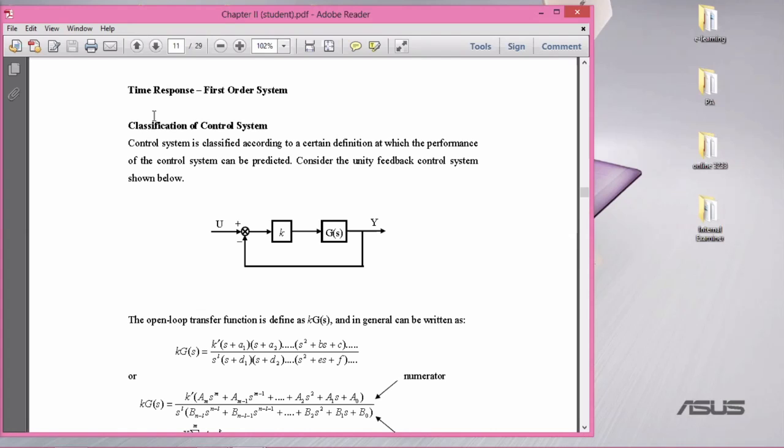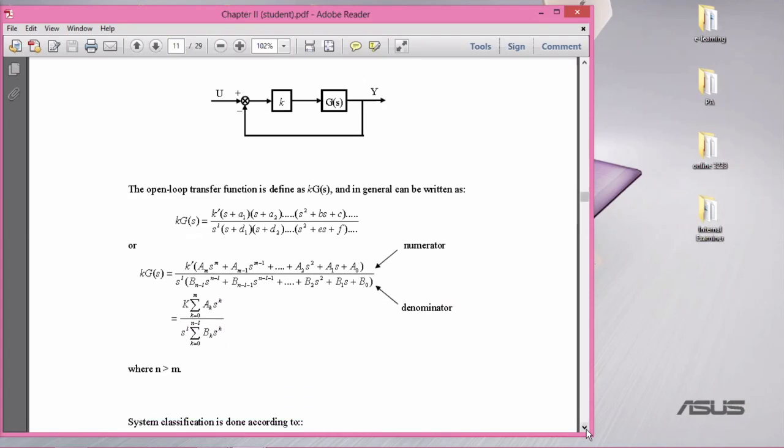So now we want to classify the control system in terms of the order. The first order simply means that the highest order of s is 1. If the highest power of s is 2, then we say that we have a second order. A more appropriate classification of control system is defined here.